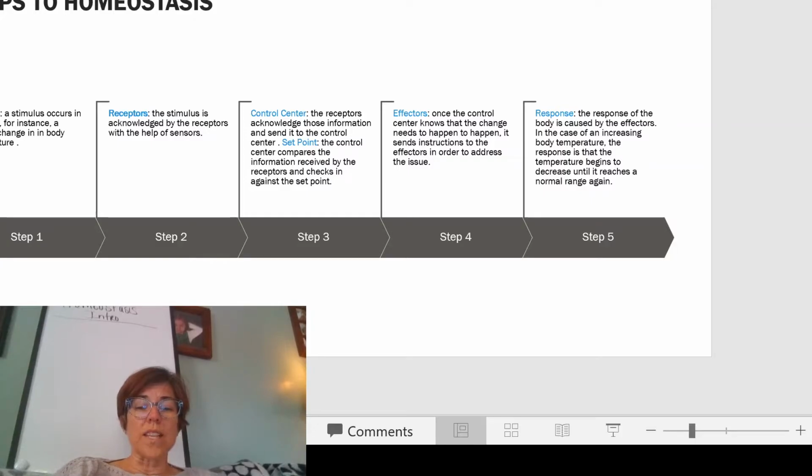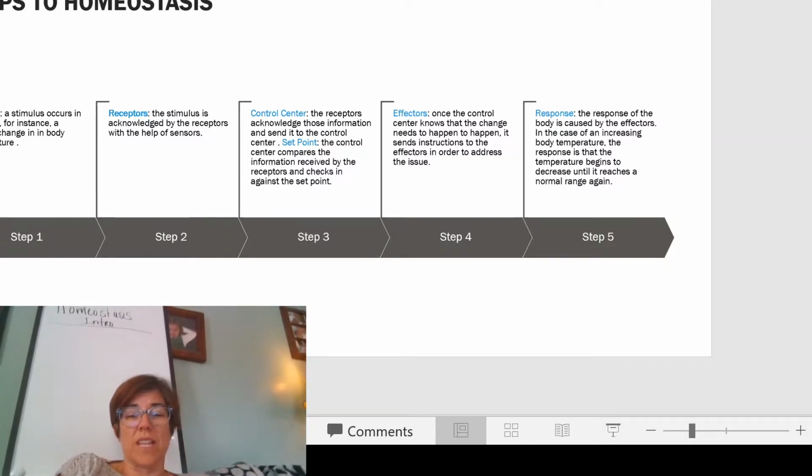The control center in step 3 is a lot of times the hypothalamus in the brain, and it will take the messages that are coming from the receptors and compare them to the normal. Is this normal for me, or is this too much in one direction or too much in the other? Do I need a lot more oxygen? Do I need to get rid of carbon dioxide? Am I too cold? Am I too warm? It's comparing it to that set point, that normal regular state.